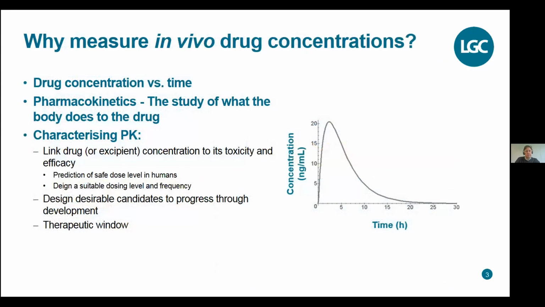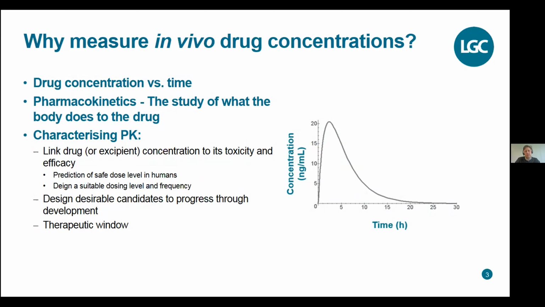Okay, so going back to basics really, just looking at the question of why we want to measure in vivo drug concentrations. When we talk about measuring in vivo drug concentrations, what we're really interested in is measuring drug concentration versus time. So we're presented with a profile like this on the right-hand side. The study of these drug concentrations we term pharmacokinetics. So essentially what the body is doing to the drug after it's administered.